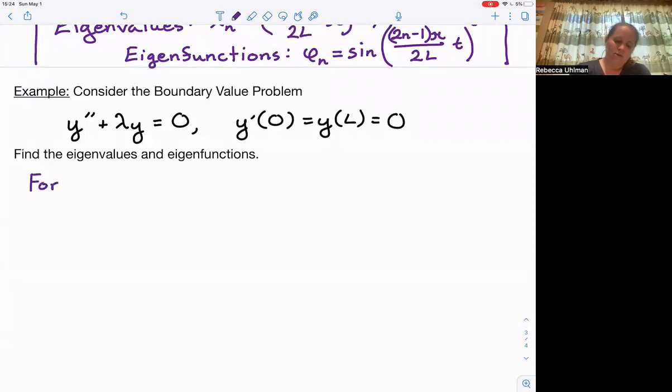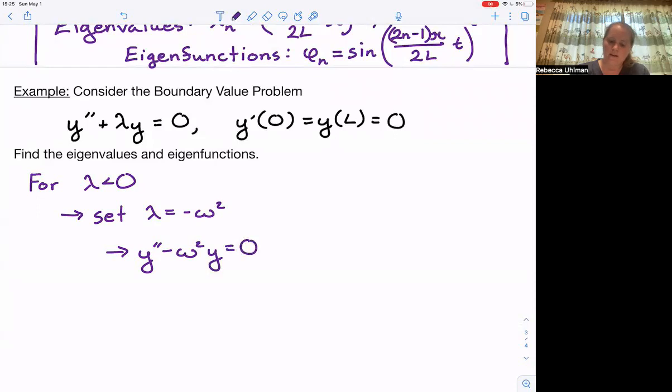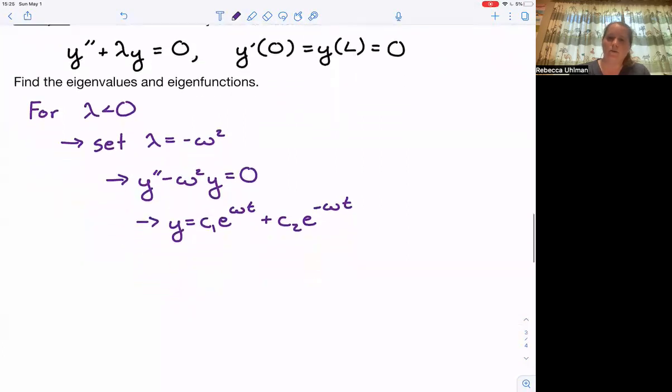So once again, we'll start off with lambda less than 0. Then we'll go ahead and set lambda to be negative omega squared. We are looking at y double prime minus omega squared y is equal to 0. And once again, we get that y should be equal to C1 e to the omega t plus C2 e to the negative omega t. We have y prime is equal to C1 omega e to the omega t minus C2 omega e to the negative omega t.